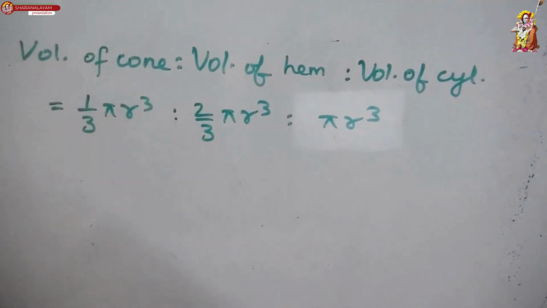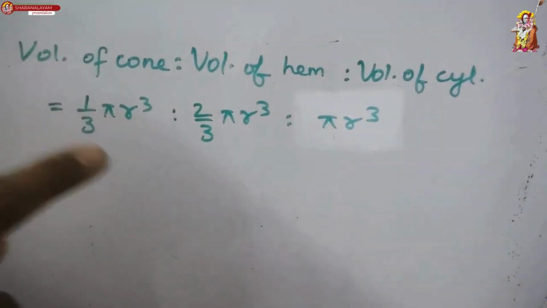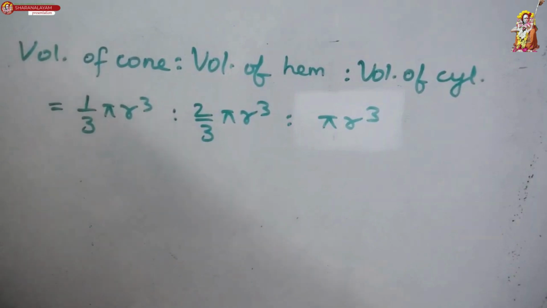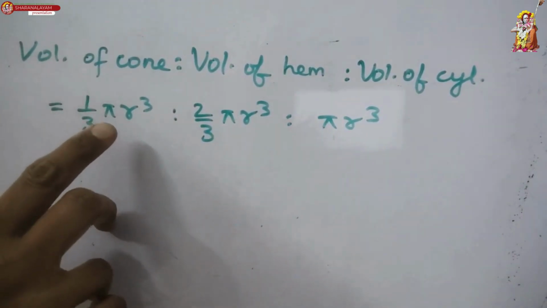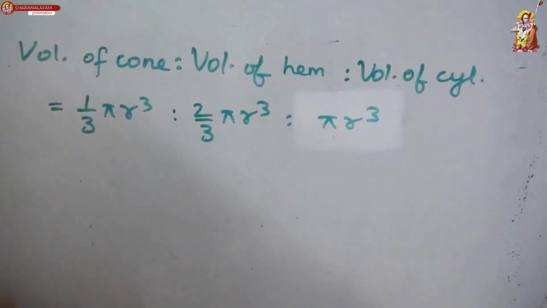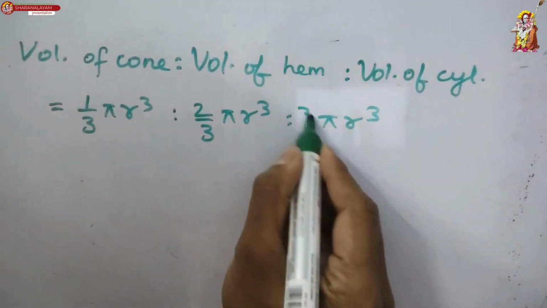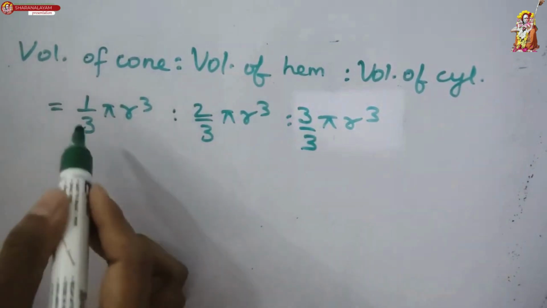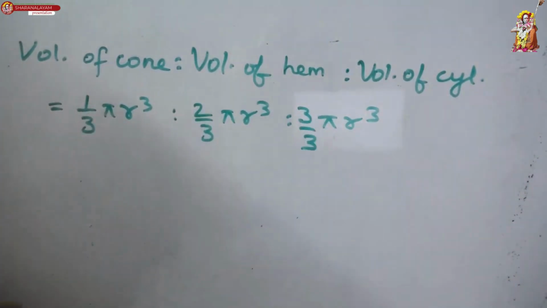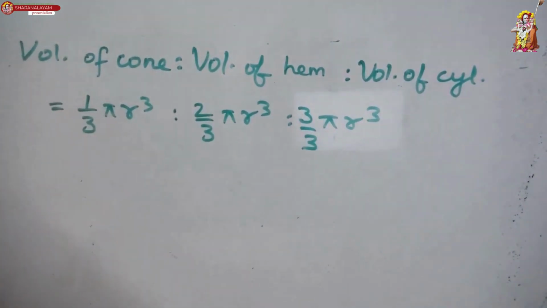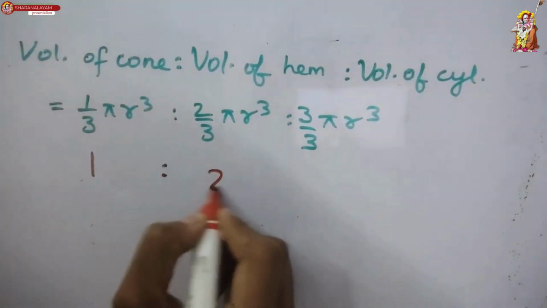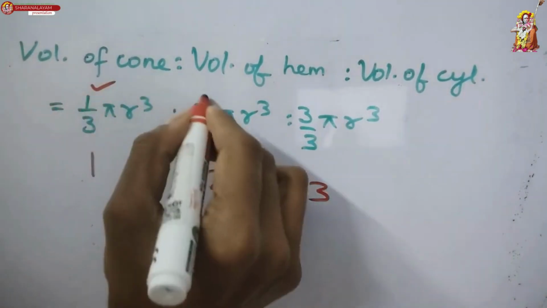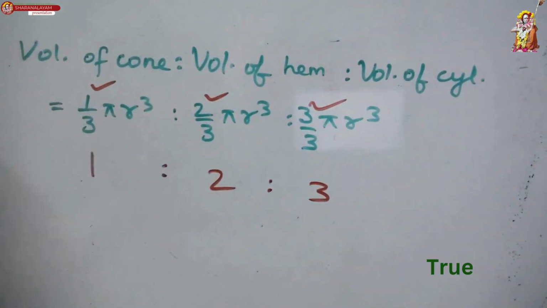So, we can see that the ratio of their volumes, like volume of cone is to volume of hemisphere is to volume of cylinder, will be 1 upon 3 pi r cube is to 2 upon 3 pi r cube is to pi r cube. Pi r cube is nothing but 3 by 3 pi r cube. So, you can see 1 upon 3, 2 upon 3, 3 upon 3. So, indeed, the ratio of their volumes is equal to 1 is to 2 is to 3. So, the given statement is true.